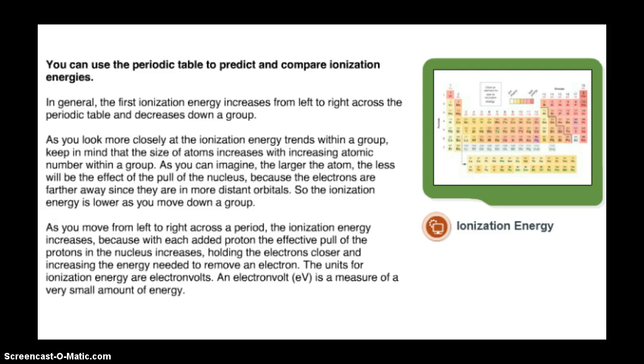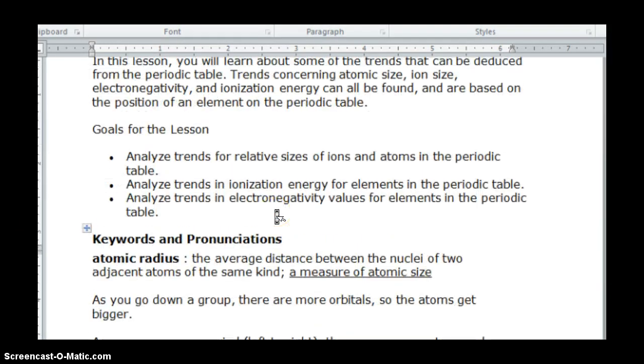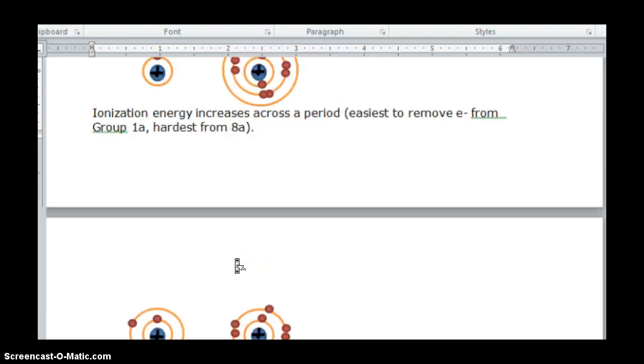As you move from left to right across the period, the ionization energy increases because with each added proton, the effective pull of the protons in the nucleus increases, holding the electrons closer and increasing the energy needed to remove an electron. The units for ionization energy are electron volts. An electron volt is a measure of a very small amount of energy. So it's the same idea as before, where when you go across, there's more protons. So the nucleus is really holding them nice and tight and keeping them there, so it takes more energy.